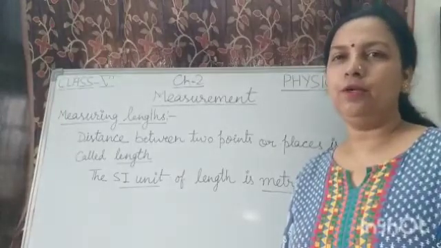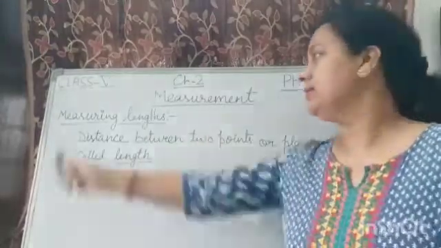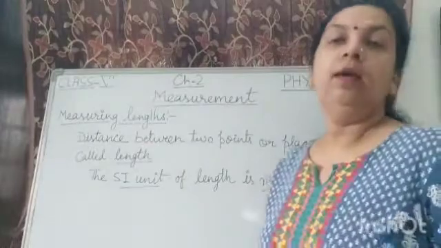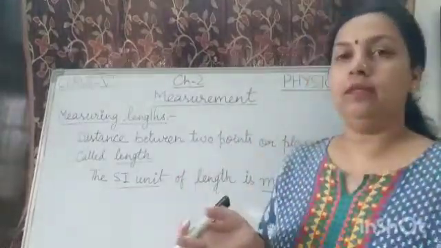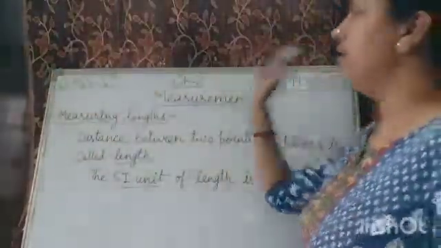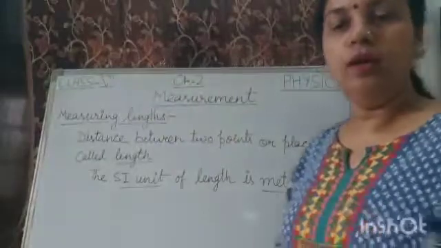So let's continue our chapter 2, measurement, and today's topic is measuring length. So what is length? Distance between 2 points. Any 2 points, like distance from this point to this point. If I measure the distance between these 2 points, this will be called the length of this board.